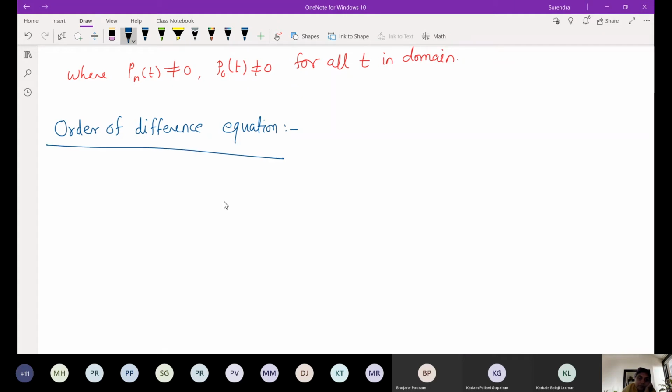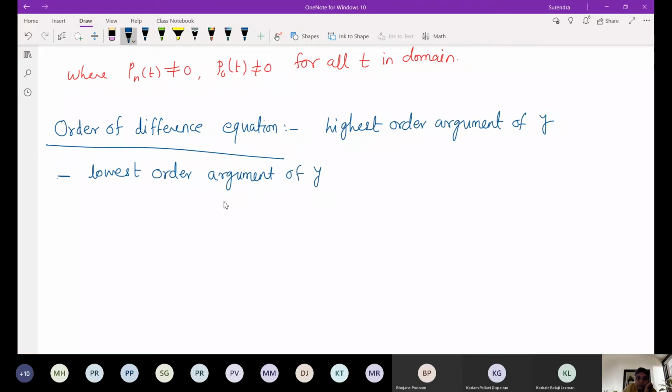Order of difference equation means highest order argument of y minus lowest order argument of y. Is that okay? Highest order or highest argument, I can say. Order म्हणने पेक्षा highest argument of y minus lowest argument of y.